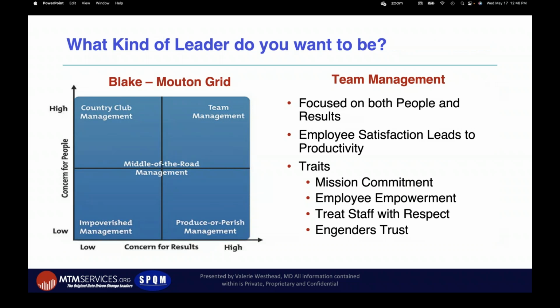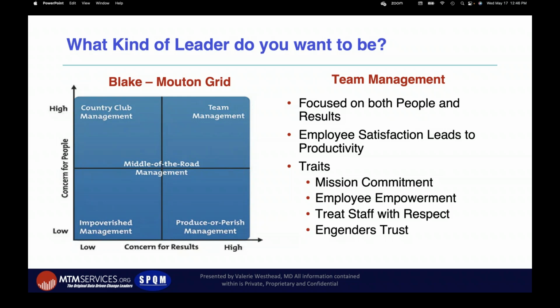So one of the questions I'm throwing out to all of you is, what kind of leader do you see yourself as being? The Blake Mouton grid is just one way of looking at how to be a leader. It basically has how concerned are you about the people that you work for or work with you, and how concerned are you about the results?